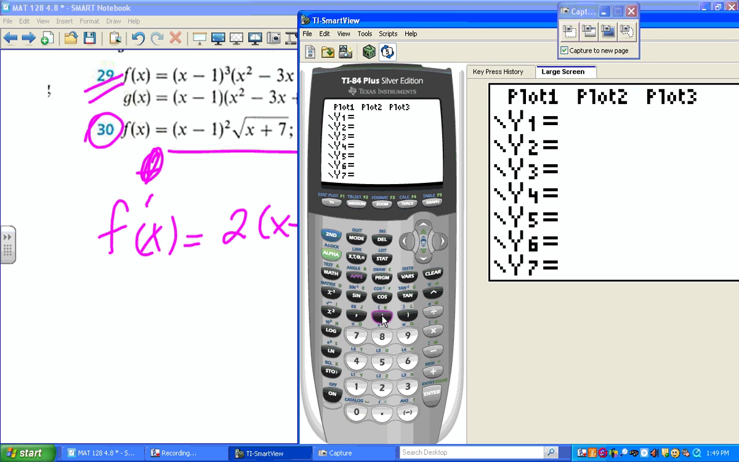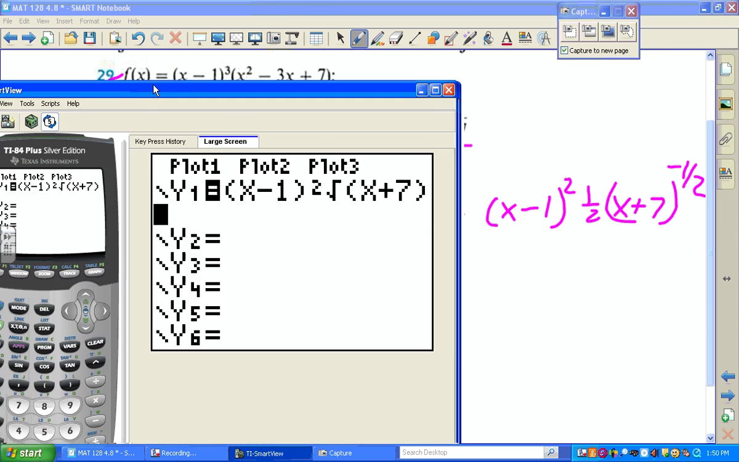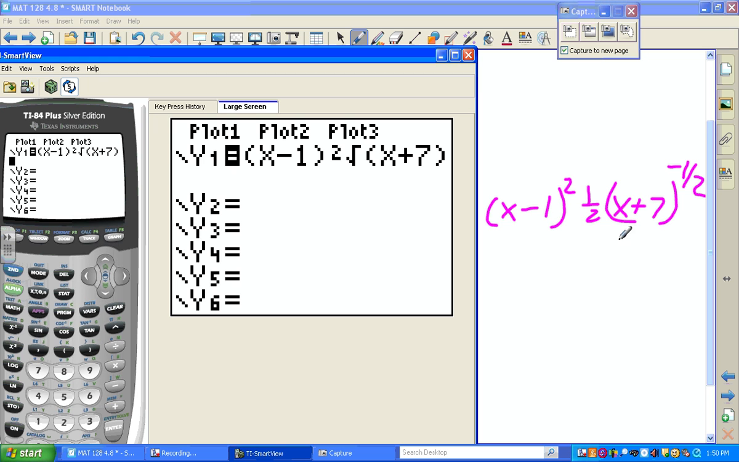x minus 1, x minus 1 squared times the square root, second square root of x plus 7. And you see how this is kind of a lot to write right here? I mean, that derivative is pretty long, isn't it? I think I'm going to try this. I want to see if it works.